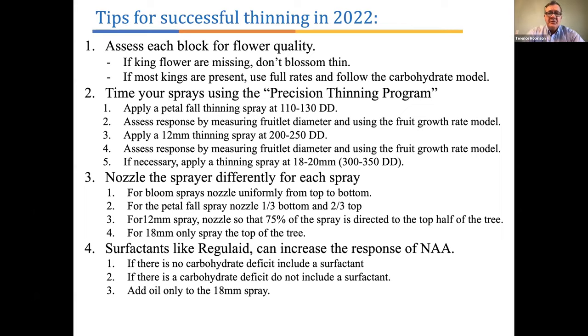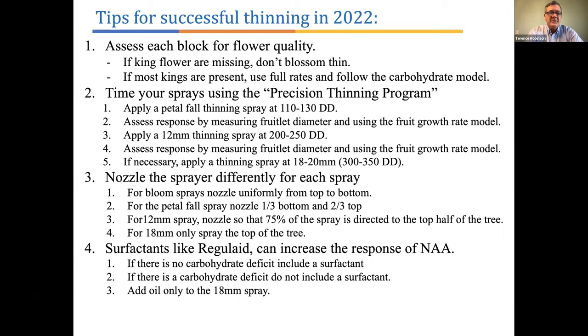So for success in 2022 in chemical thinning, I suggest the following. Every block needs a proper assessment of flower quality. How many spurs are flowering? Is it only 25%? Is it 50%? Is it 75% or 100% of the spurs flowering? And then whether or not the king flower is present and undamaged or is missing.